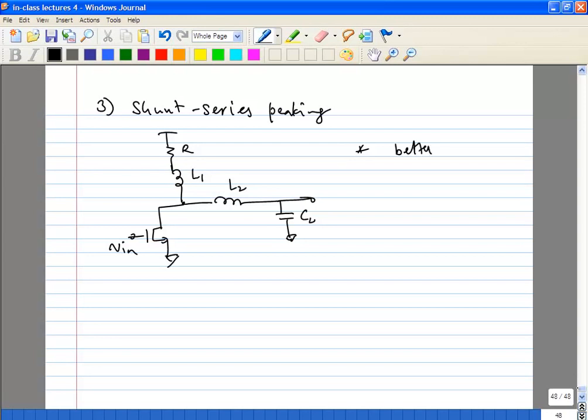We won't go into too many details, but you can get better bandwidth extension factors from this. Then there are also other methods. There is a method called shunt double series peaking.